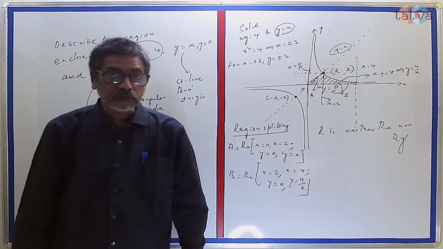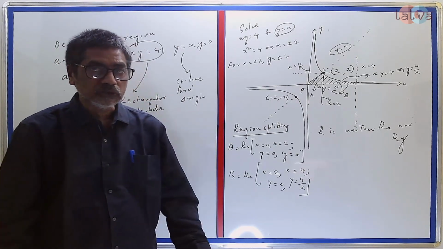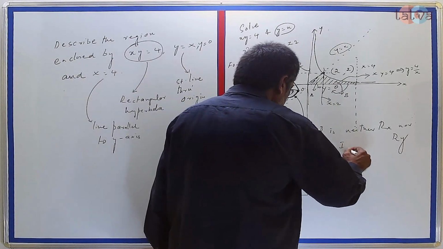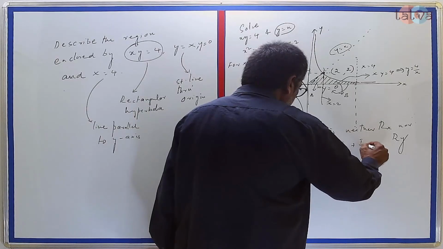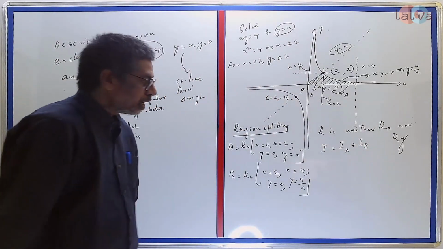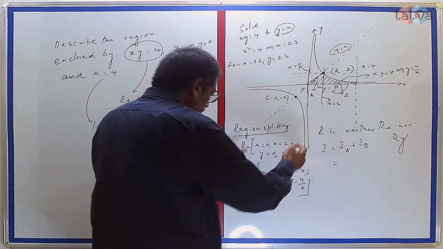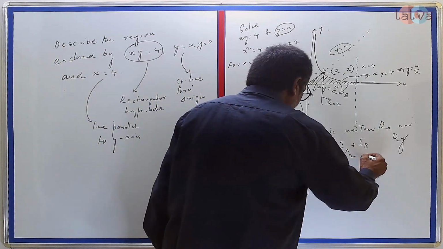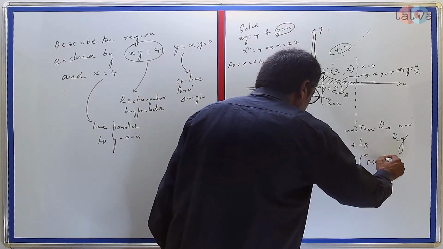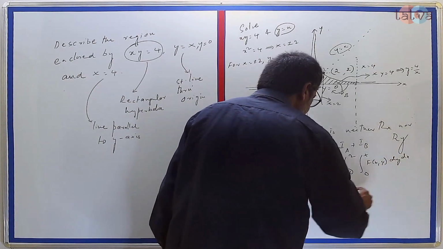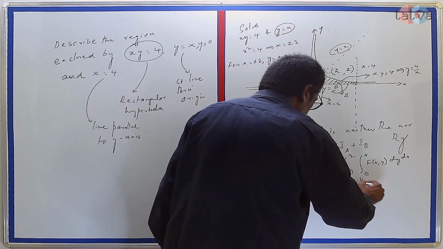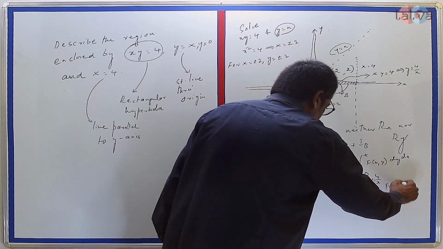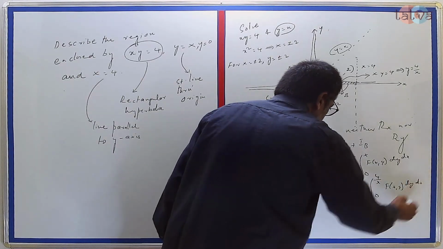So this is the concept behind region splitting. Of course, when you evaluate the double integral, it is double integration over A plus double integration over B. And the limits are what you see: 0 to 2, 0 to x, some function, dy dx, plus 2 to 4, 0 to 4 upon x, f of xy, dy dx.